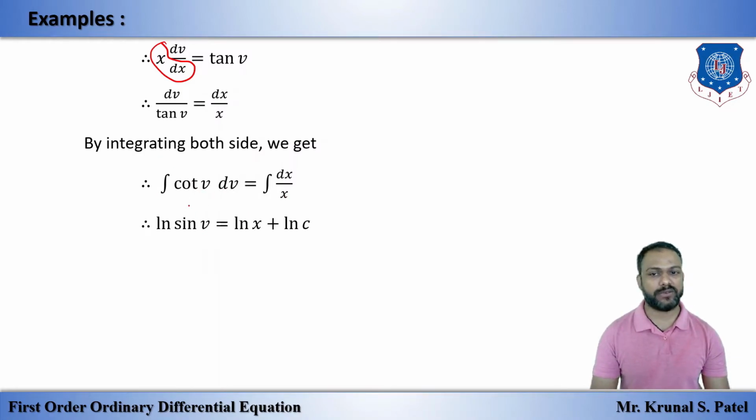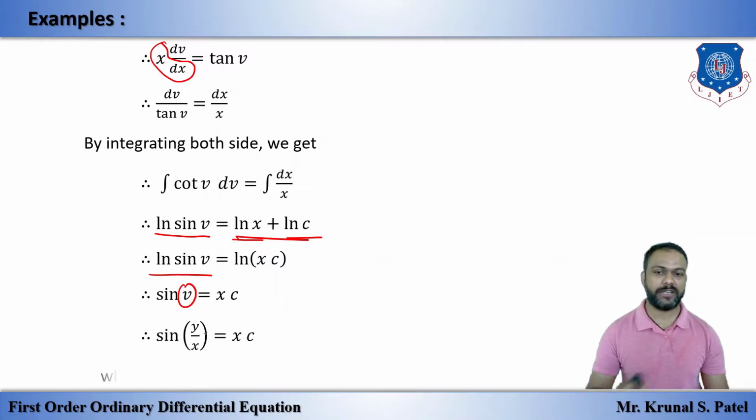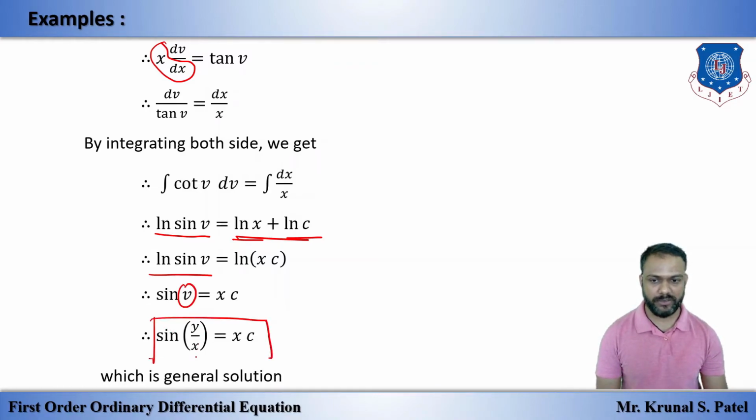So we know that the integration of cot v is log sin v, and the integration of 1/x is log x. As I told you, whenever we have a log in the integration, we will write the constant also as log c. So by using the concept of log, ln sin v is equal to ln x into c. By taking antilog on both sides, we have sin v is equal to x c, and we will put the value of v as y by x, which is our general solution. This is our final general solution.